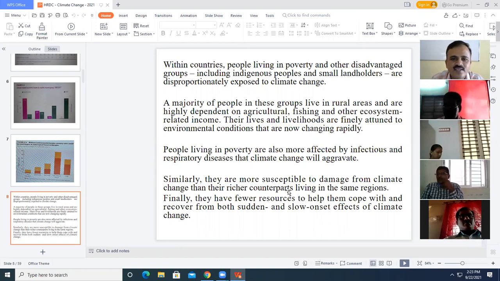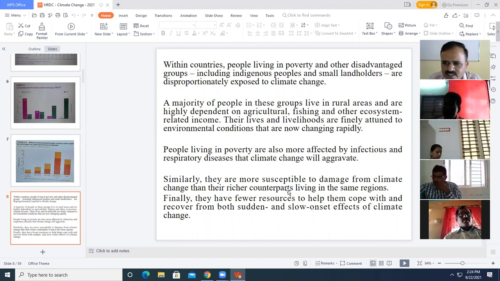But within the country, the people living in poverty and other disadvantaged groups, including indigenous peoples and the small landholders, are disproportionately exposed to climate change. So within the country also, the effect of climate change is not proportionate, not equal. It has a disproportionate impact, more specifically on the poorer people. The majority of the people in these groups live in rural areas and are highly dependent on agriculture.